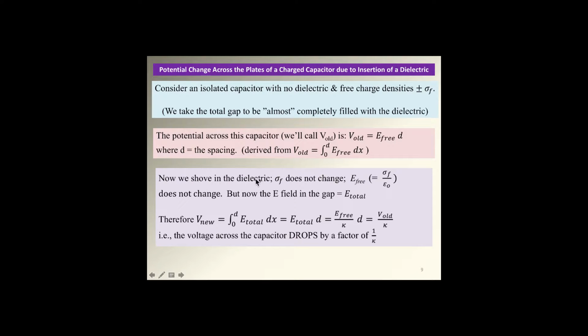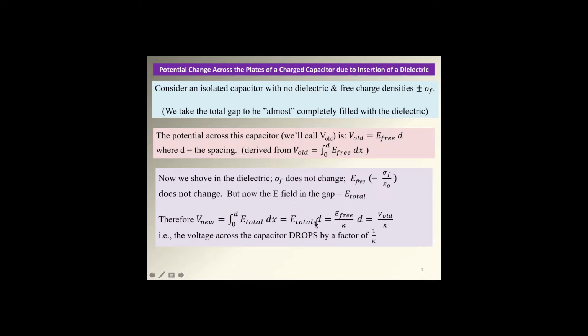Okay, so now we shove in the dielectric, and we're going to do it in such a way that the free charge is untouched, it does not change. And we still have E free equaling sigma f over epsilon naught. The E field in the gap is the E total. That's the E field inside the dielectric. So to get the new potential, we integrate E total dx from 0 to D.